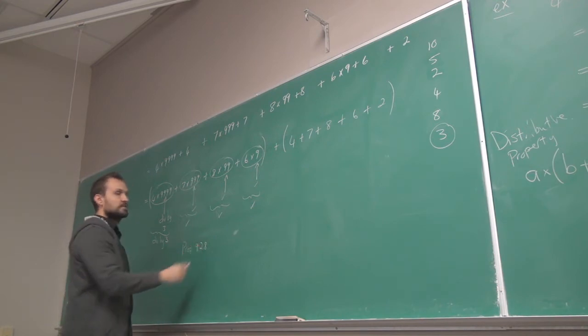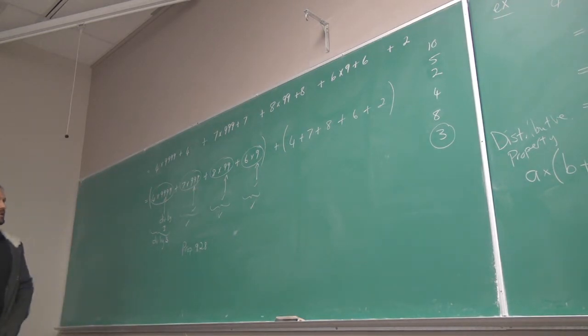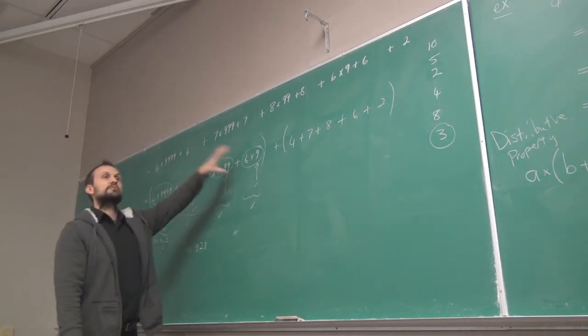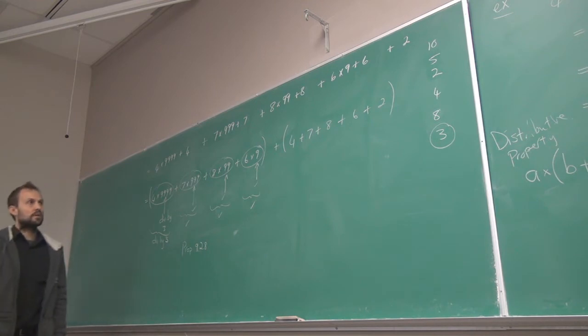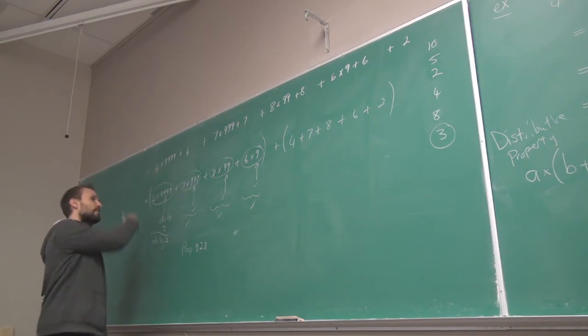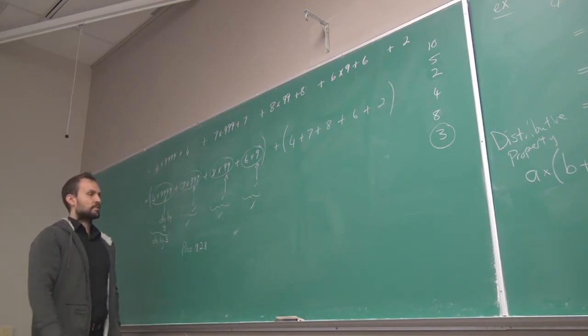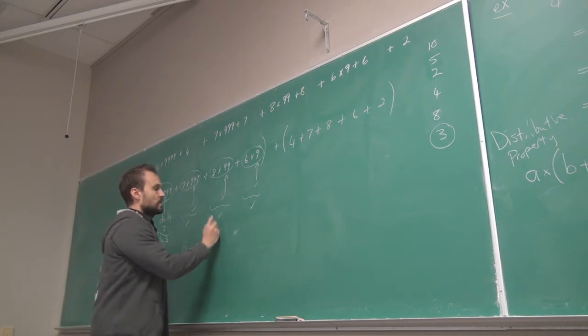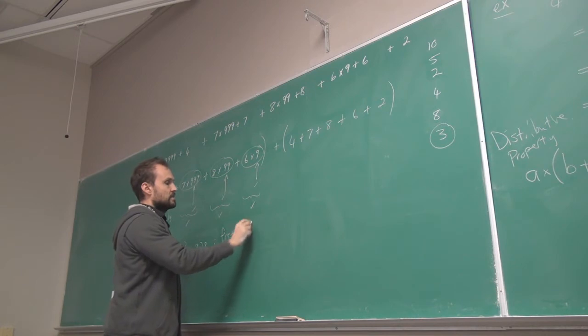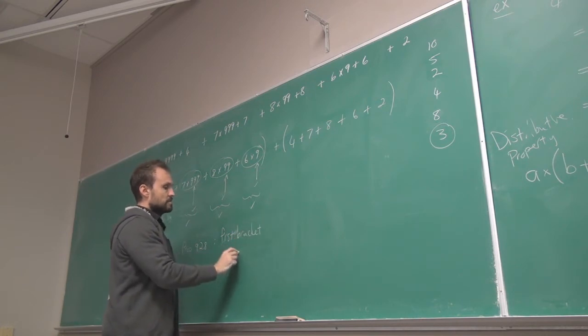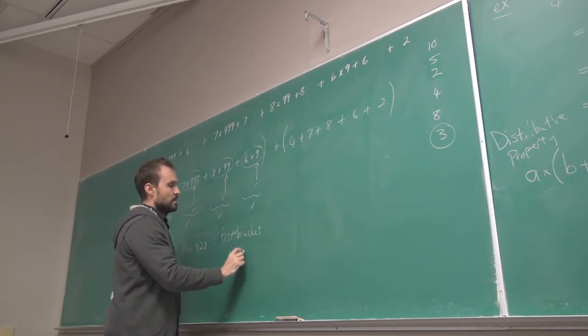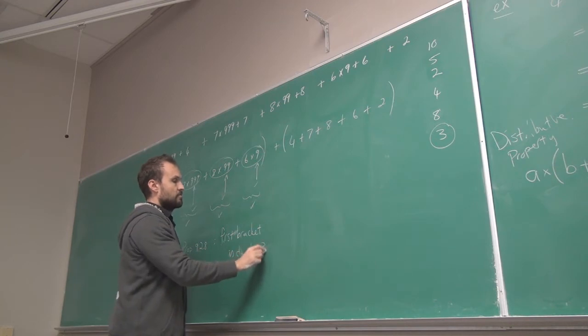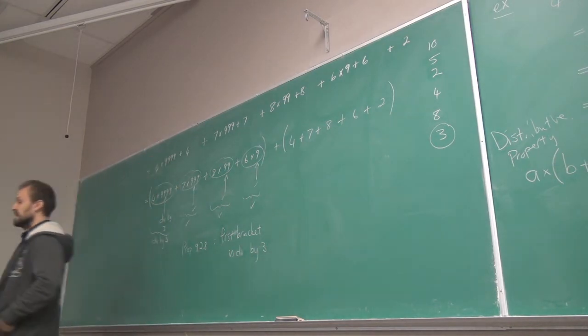9.2.8. What it says, just mathematically, is that if I have a bunch of things divisible by a number, and I add them together, the whole thing is divisible by the number. So let's say it like this. The first bracket is divisible by 3, according to that proposition.